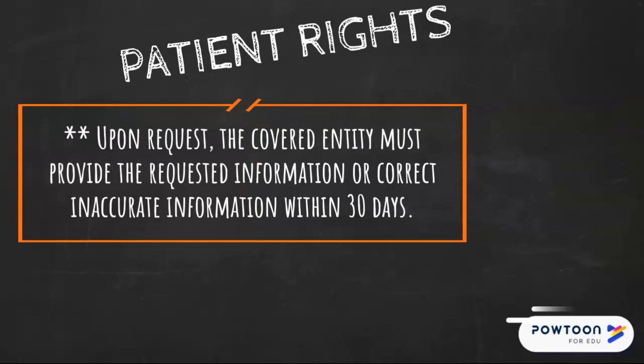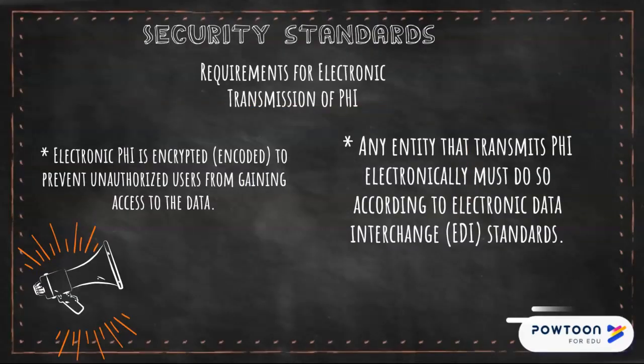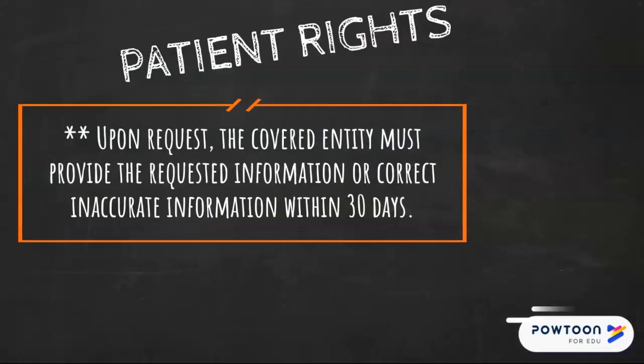So one more patient right, upon request, the covered entity must provide the requested information or correct inaccurate information within 30 days. So if a patient says, hey, I noticed here that you said that I quit smoking in my chart, you documented that I quit smoking 10 years ago, but really it's been 12, then they have to correct that information within 30 days. If any records are subpoenaed or if they are requested by the patient, then they have 30 days to produce those as well.